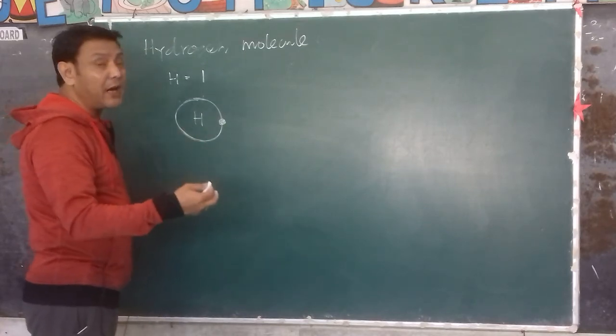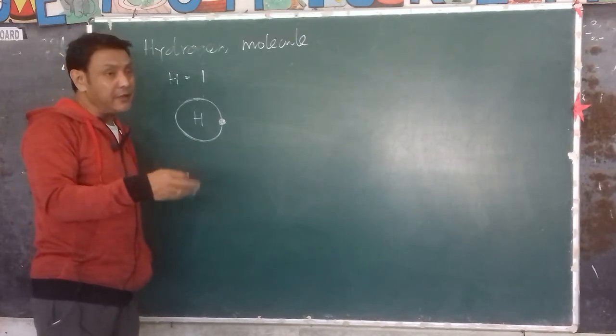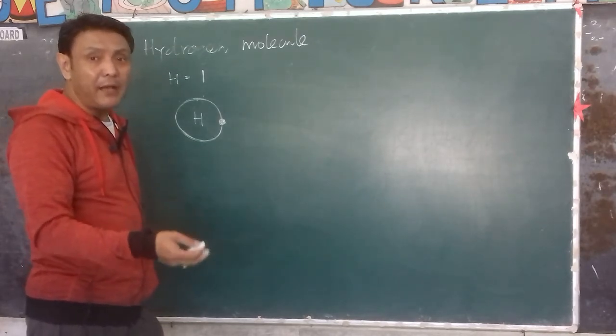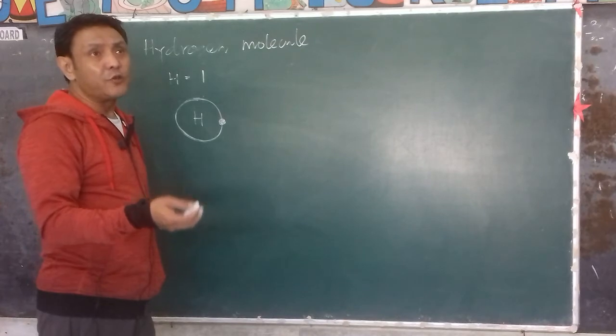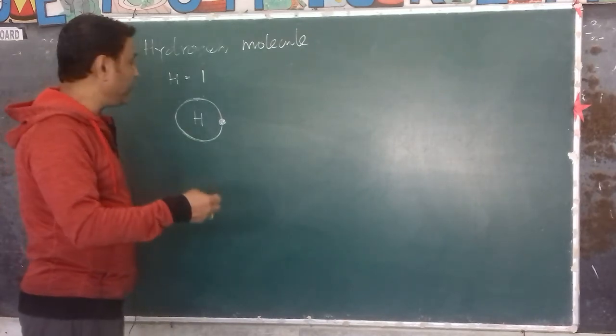So it combines with another hydrogen. Now as I already told you, why do elements combine, whether it's a metal or a non-metal? Why do elements combine? The elements will combine together so that the atoms attain a stable electronic configuration.